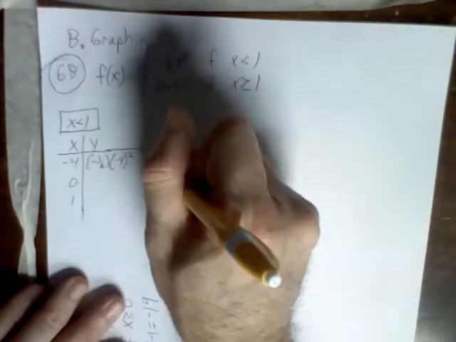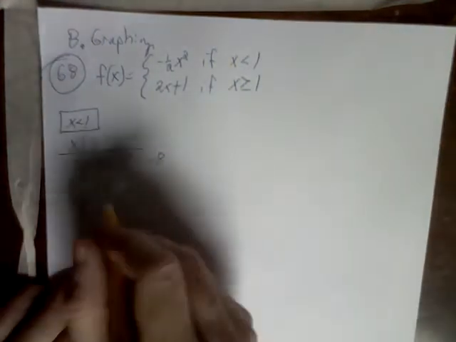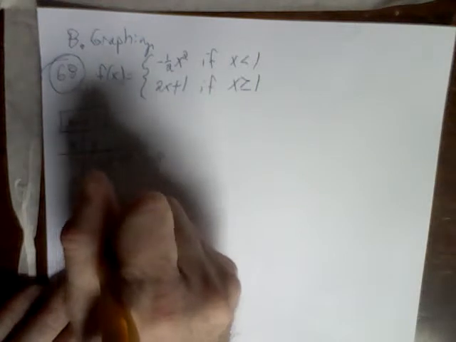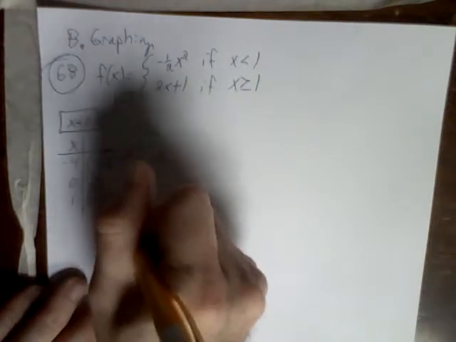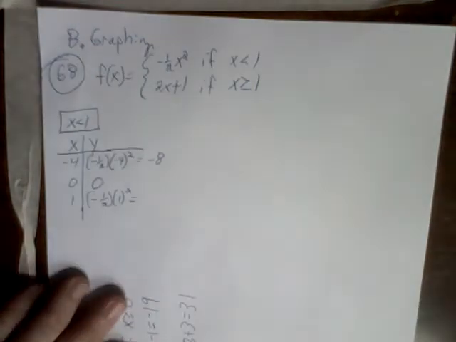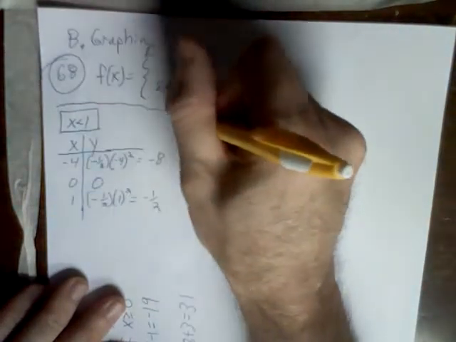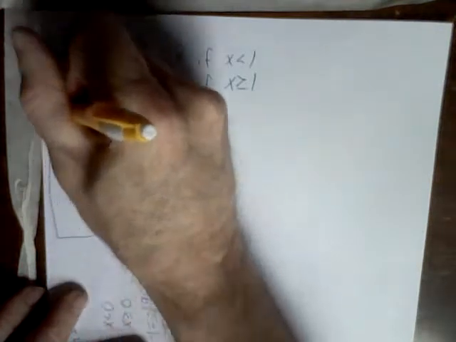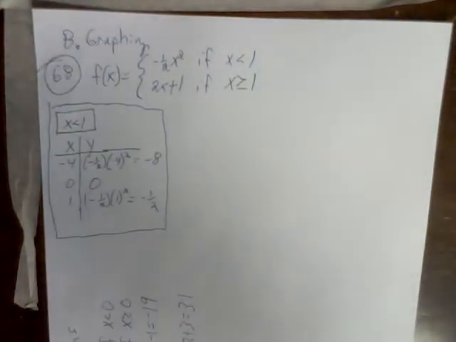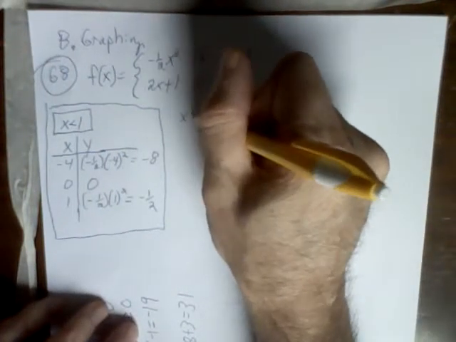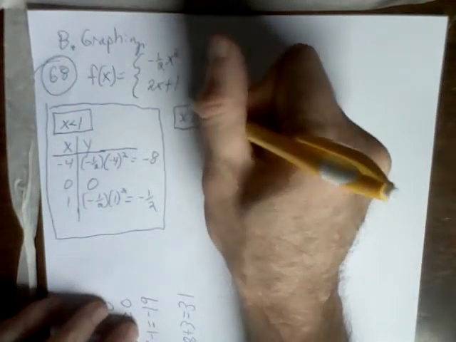Okay. Plugging 0 in, we'll have negative 1/2 times 0. That'll be just 0. Then negative 1/2 times 1 squared. And that'll be negative 1/2. Okay. So that's our first piece. Have some points there. For our second piece then, might as well get that started. x greater than or equal to 1, we just have the equation of a line.